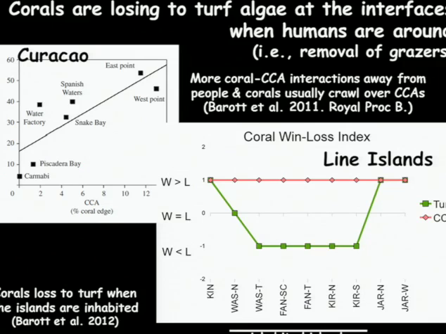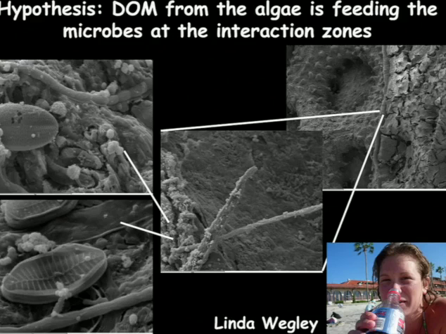You take hundreds of sites all over the world, and what we come up with is that corals are losing basically wherever there are turf algae. And wherever that happens is where we have people. Okay? And the reason is because we're removing all of those grazers that would normally be keeping them in check.